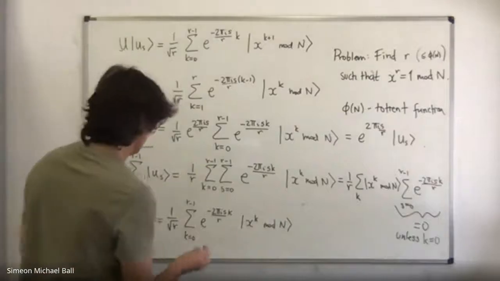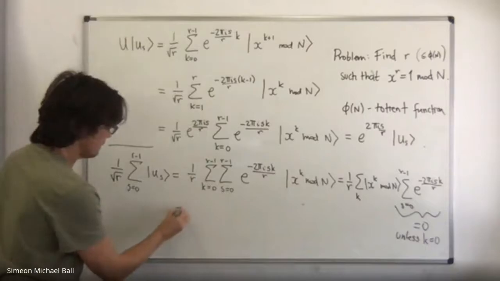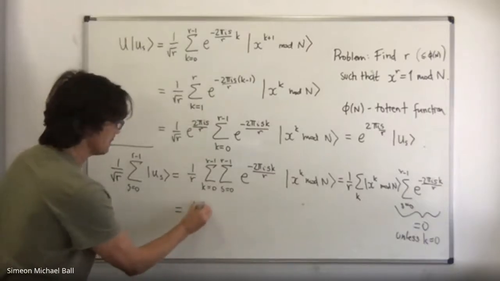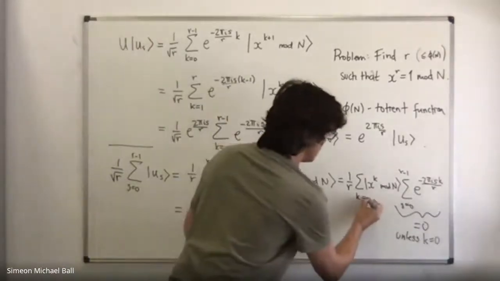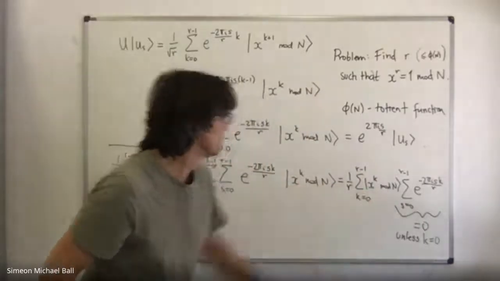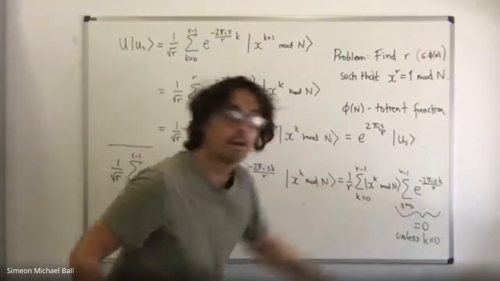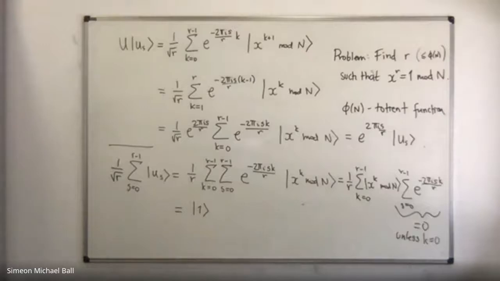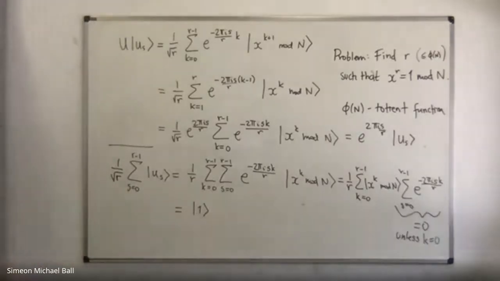So, this linear combination of eigenstates is precisely what you get when you take K is 0 in this sum. And K is 0 equals this 1. And we get the R's cancelled because you've got 1 divided by R here and you have R coming from this sum. And we know how to prepare this state. So we're ready to rock and roll.